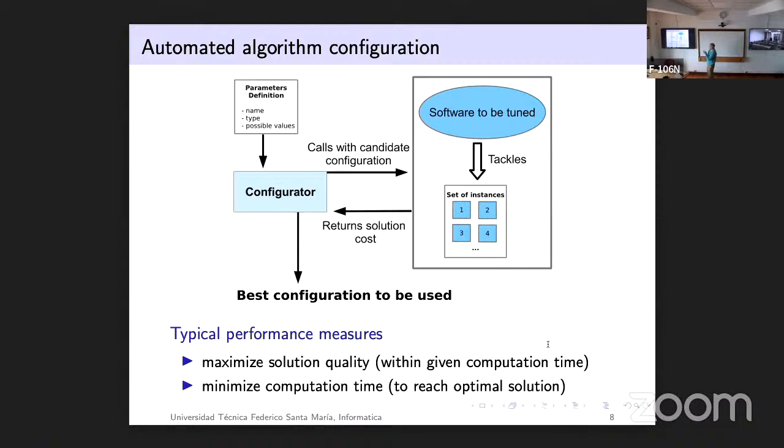Yeah, and the typical performance measures that one has: you maximize the solution quality. This is usually what you take when you are dealing with metaheuristics. Yeah, you maximize the solution quality within a given computation time. And otherwise, if you are with exact algorithms, you typically minimize the computation time to reach the optimal solution or some other target. Yeah? But you minimize the computation time. Yeah, this is already too hard.